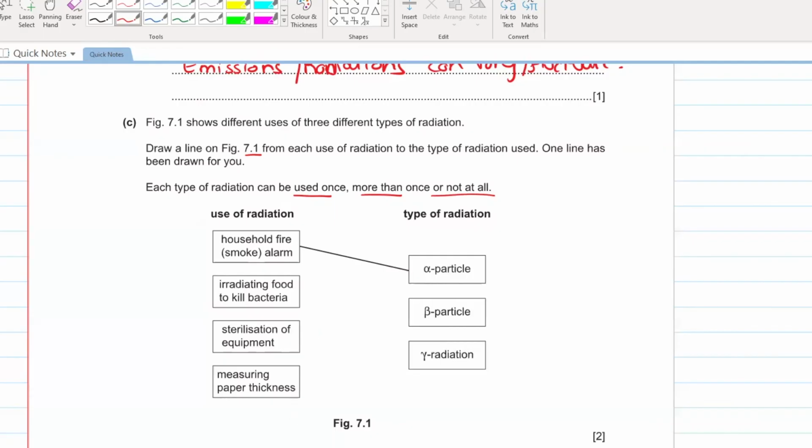Irradiating food to kill bacteria. Basically, you have to sterilize food. You have to make food bacteria free. Which radiation will you use? Gamma radiation. Sterilization of equipment. Which radiation will you use? Again, gamma radiation. To measure the paper thickness, which radiation will you use? Beta particle. Simple as that.